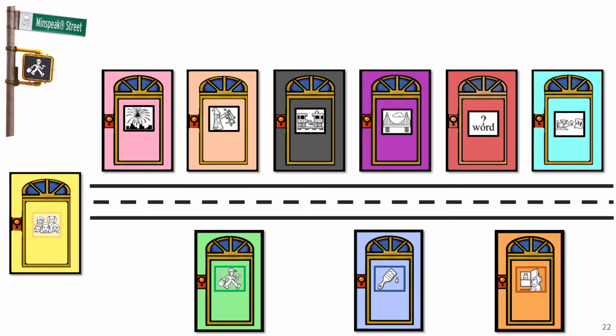The characters living on Minspeak Street are all living in houses with different colored front doors. These colors can be used to color code the parts of speech in the Minspeak system. Currently, in the Unity program, only 4 parts of speech are already color-coded. The verb keys are green, adjective keys are blue, noun keys are orange, and the pronoun keys are yellow.